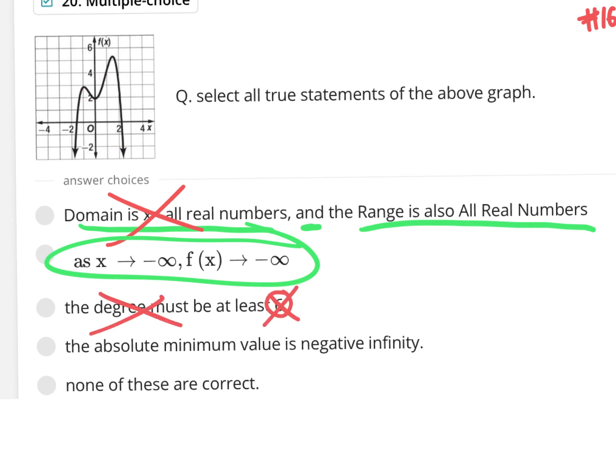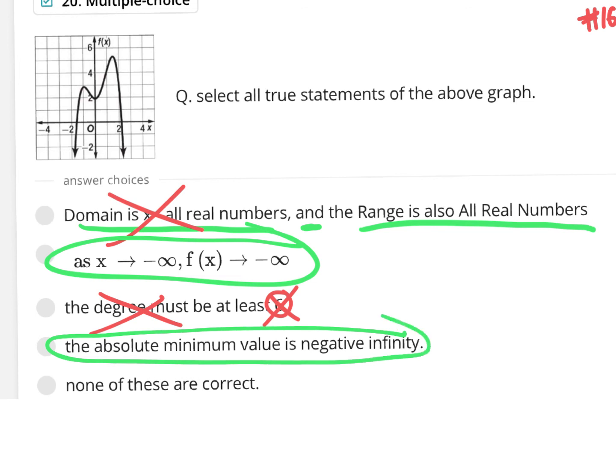The absolute minimum value is negative infinity. What do you guys say about that? What's the absolute minimum value? It continues to go down forever. So yeah, that would work. The absolute minimum value is negative infinity. So those two would be selected, nothing else would be selected, and that is the last question on this practice quiz.